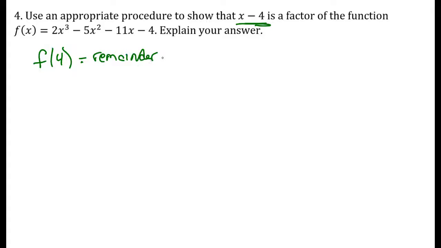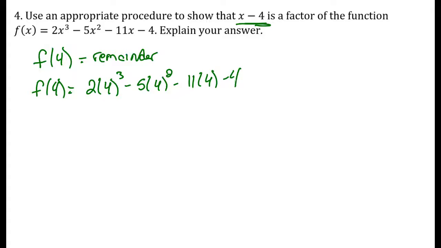f of 4 is the remainder when I divide by x minus 4. So f of 4 is 2 times 4 cubed minus 5 times 4 squared minus 11 times 4 minus 4. Hopefully, we get 0, because if I get 0, then it is my remainder. 2 times 64 minus 5 times 16 minus 44 minus 4.